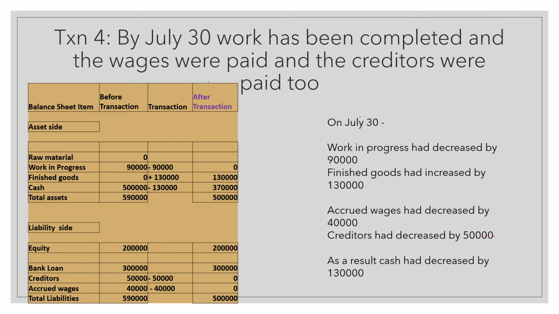Transaction 4: by July 30, the work has been completed fully and the wages were paid and the creditors were also paid. So on July 30, if you see the balance sheet, the work in progress had decreased by 90,000 and the finished goods had increased by 1,30,000. On the liability side, accrued wages had decreased by 40,000, creditors had decreased by 50,000. As a result of all of these transactions, the cash had decreased by 1,30,000 rupees.